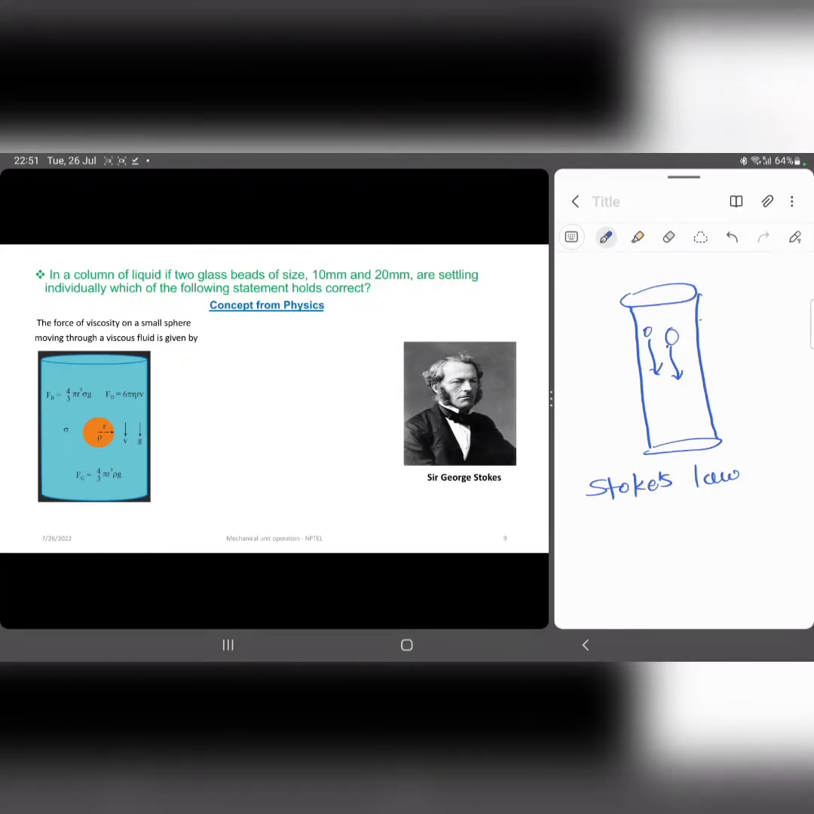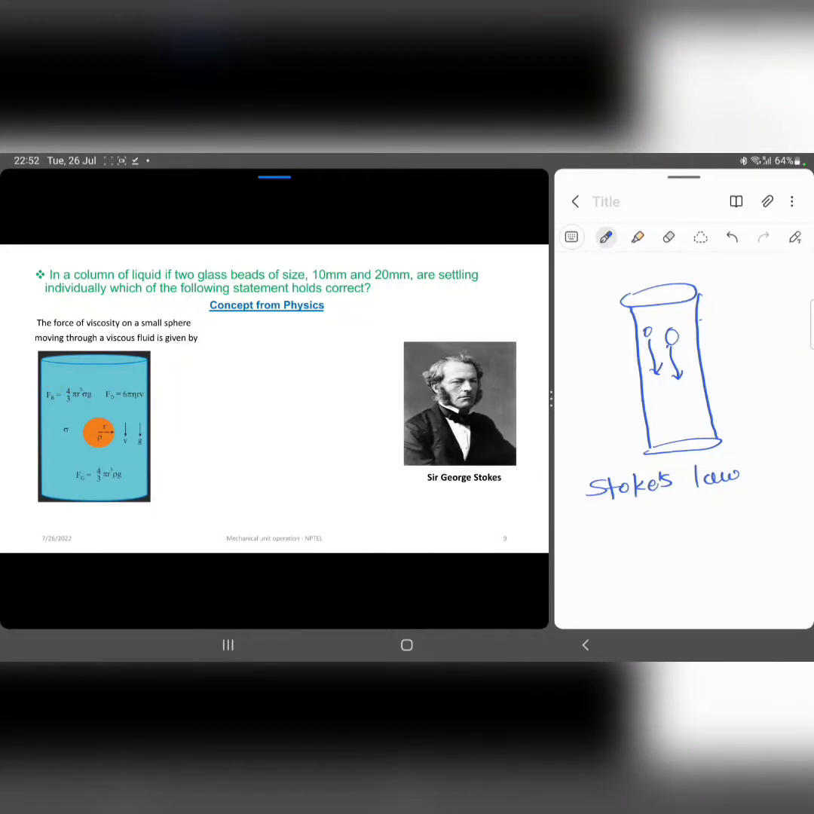So as you can see, whenever any particle is freely settling in a cylinder or column or somewhere, there are mainly three forces acting. One is the gravitational force. Gravitational force is always acting everywhere. Depending on the mass of the particle, this is m into g. So m can be converted into volume into density into g.